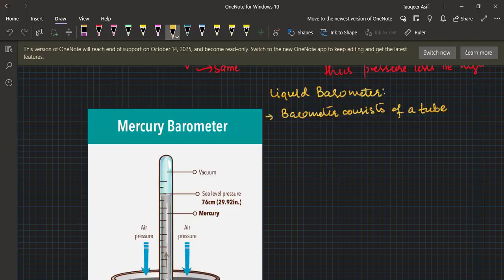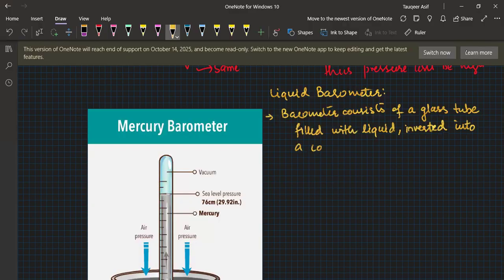So a liquid barometer consists of a glass tube, right? That is filled with liquid, and that is inverted into a container. What do you mean by inverted?